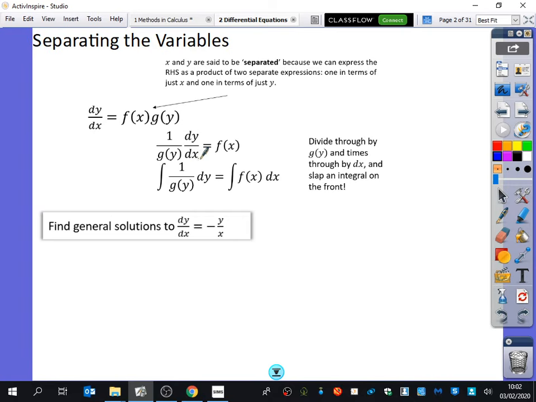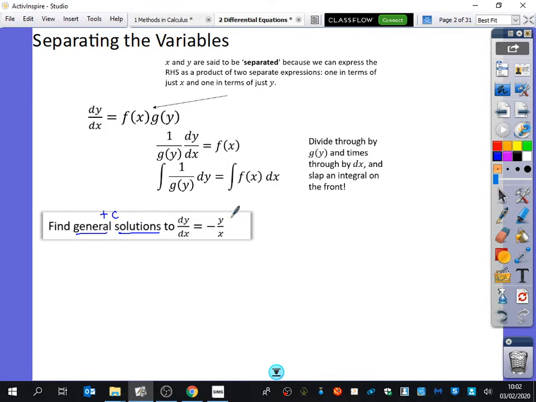Then you would multiply this dx by to the other side, and then you just integrate both sides. So you get the integral of 1 over g of y with respect to y is equal to the integral of f of x with respect to x. So we're going to find the general solutions. General solutions means that there's going to be some kind of plus c, because there's many different solutions that would work for this, dy by dx equals over y minus x.